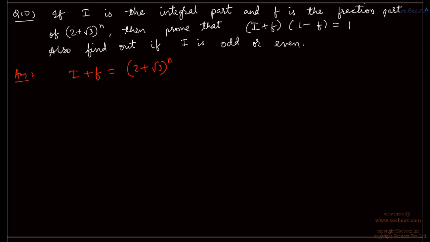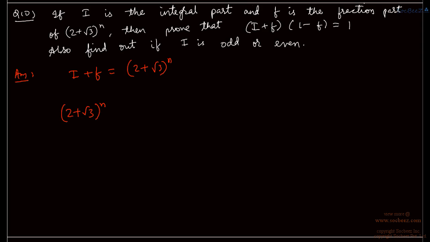First of all, I can write down I plus f is equal to 2 plus root 3 power n. Suppose 2 plus root 3 power n is equal to, say, 555.732. This is just an assumption I have taken; it will definitely not be correct. So 555 is the integral part, the integer, whereas the fraction part is 0.732. So I plus f must be equal to 2 plus root 3 power n.